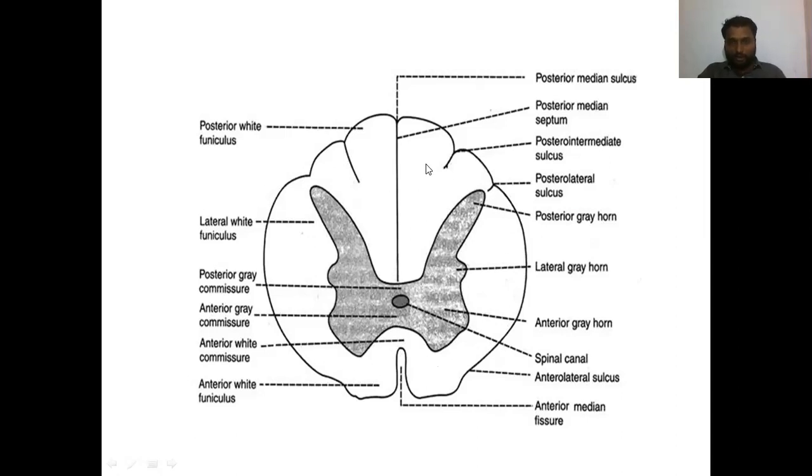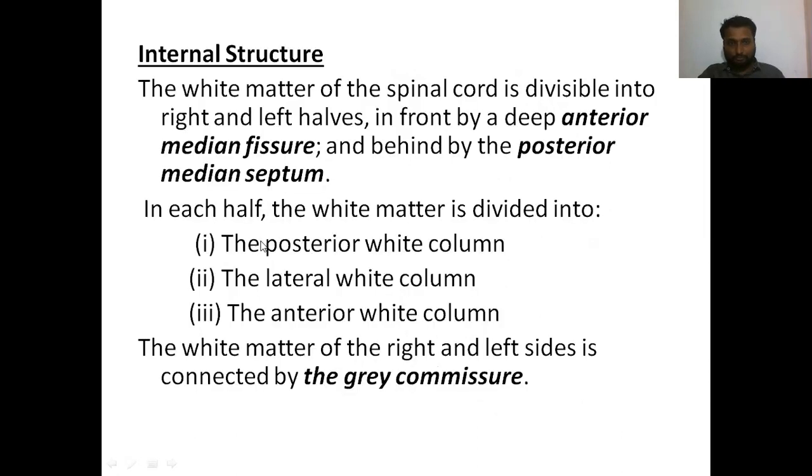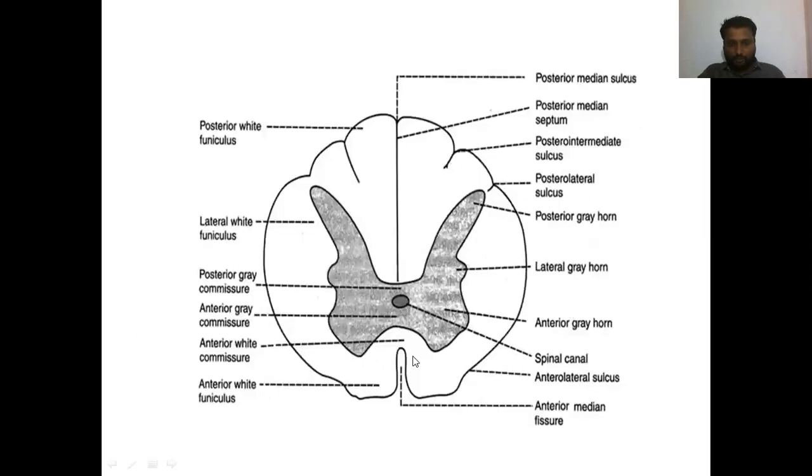Okay, now this one half has three parts or three horns. See: posterior white column, lateral white column, anterior white column. We'll see that. See this area, this is the anterior white column. This area is the lateral white column. This is the posterior white column. Even on the opposite side, this is the posterior white column of the opposite half. This is the lateral white column, and this one is the anterior white column.